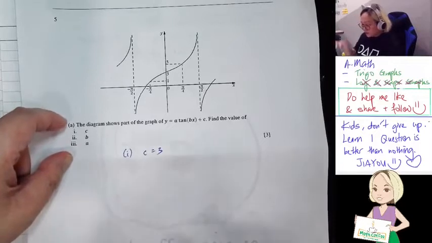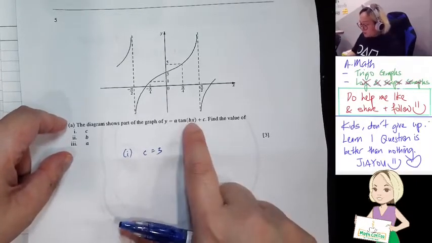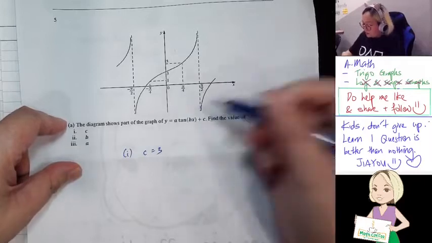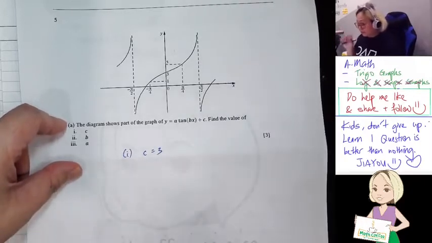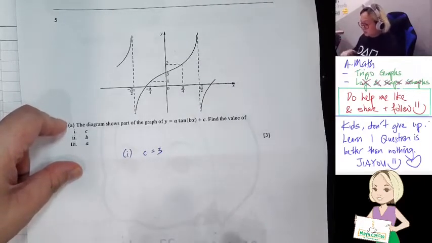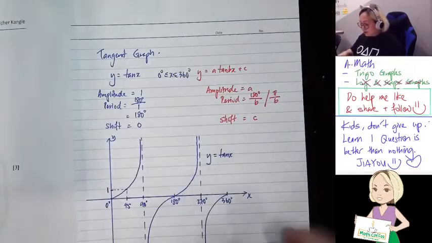Okay, next, the B. B will be the one inside. So let's find out where is the one cycle. Let's find out where is the one cycle. So you know that one cycle looks like this.